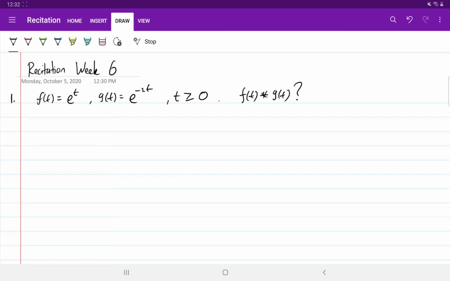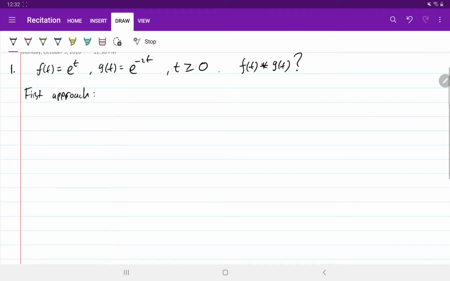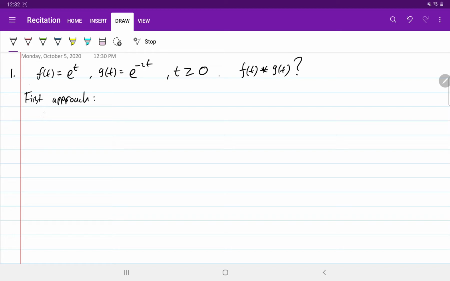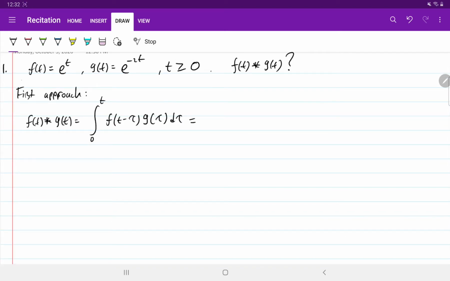We can solve this with two different approaches. The first approach is we solve it by using the definition. So the convolution of f(t) with g(t) is the integral from 0 to t of f(t - tau) multiplied by g(tau) d tau. Okay, so this is the definition of convolution.